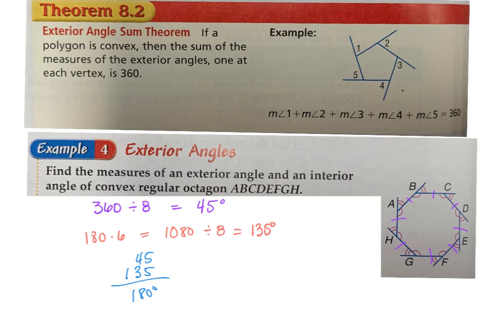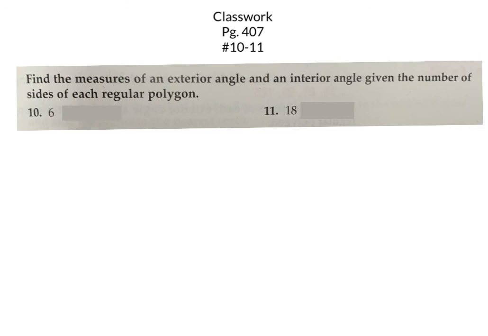So go ahead and find a couple and we will be done. 10 and 11. Six-sided, find the measures of a six-sided. They want interior and exterior, 60 and 120, 18, 20 and 160.